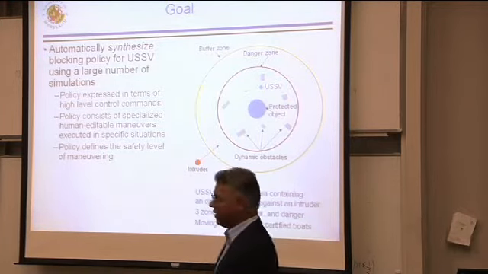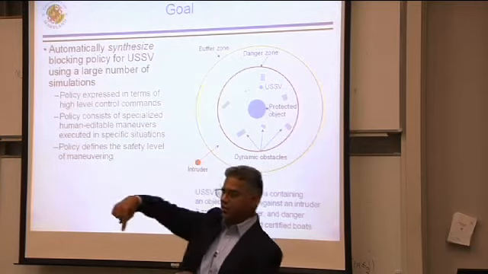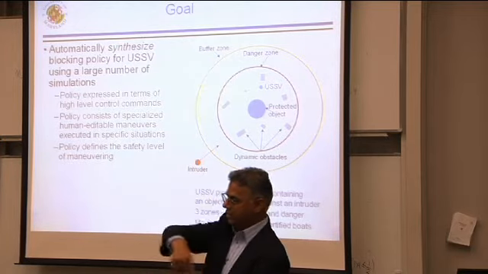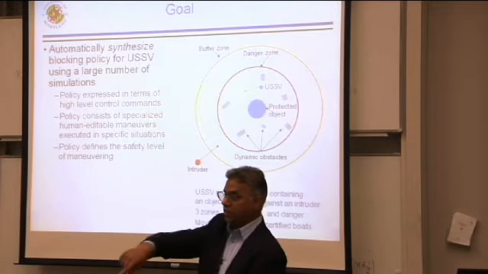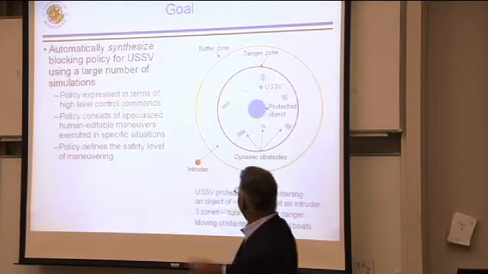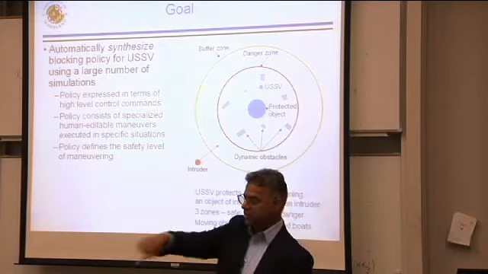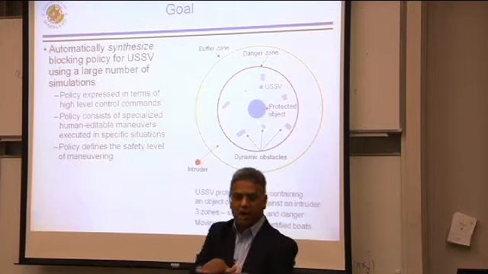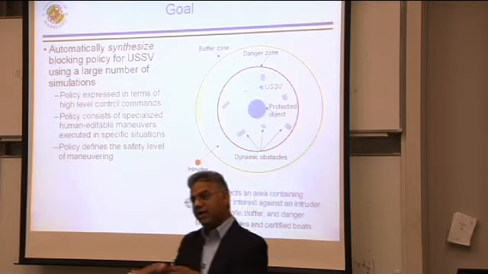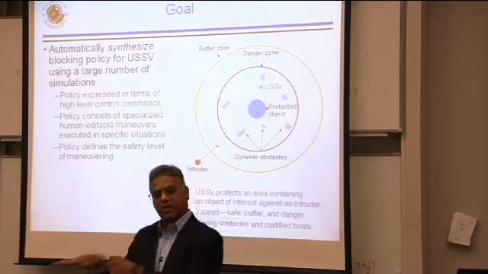In the middle, you have some protective object. The USSV is patrolling around it and making sure that no intruder is trying to come close to it and cause any damage to it. So you draw two zones. The first zone is the danger zone. If anything enters the danger zone, you actively block it. So you go in front of it and slow down its advancement towards this target.